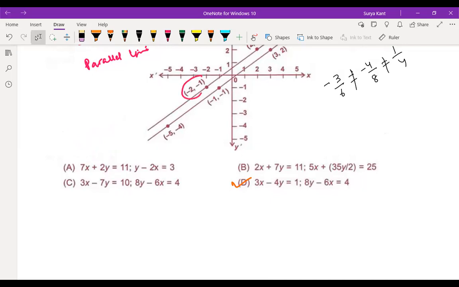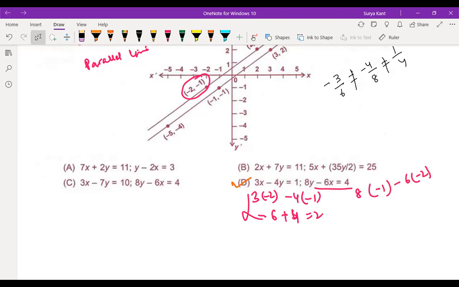Suppose you are putting this one. So put here 3 into -2 and 4 into -1. So -6, sorry, +4. It should come to here. It is not coming, means here it should come. So 8 into -1, -6 into -2 is equal to 4. So -8 plus 12. Over there it's working.